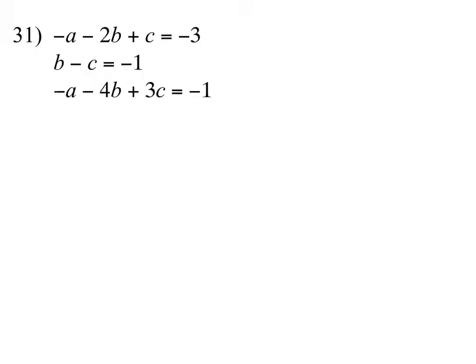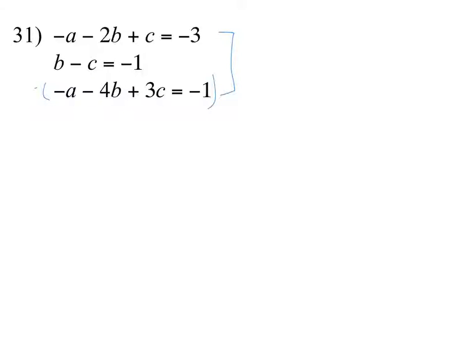For number 31, I've got kind of a weird system in that I don't have all the pieces all the time. I've already gotten rid of a in the second equation, so maybe I'll just get rid of a in one of the other ones, and I might combine these through subtraction to do that.